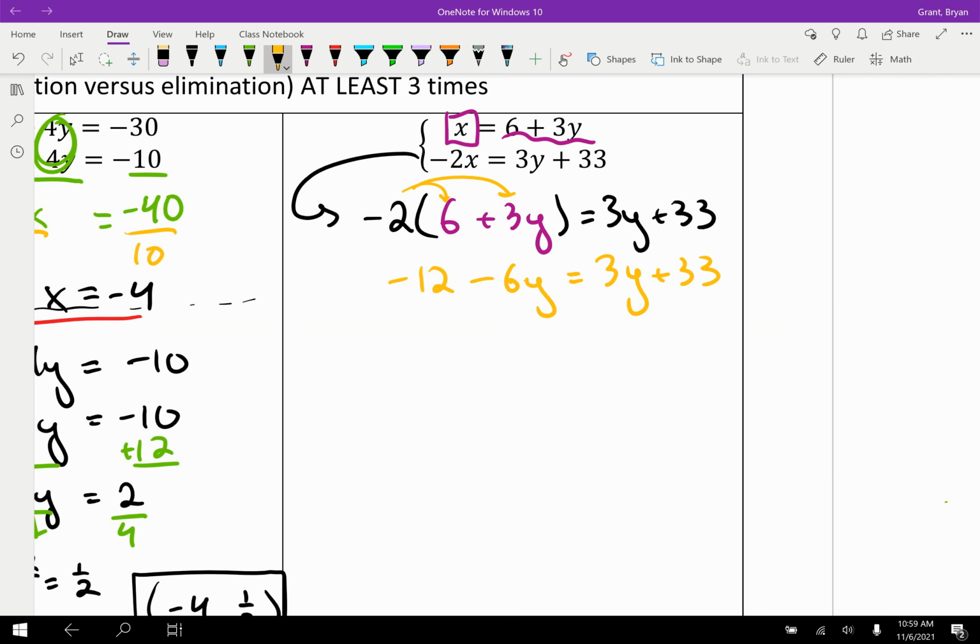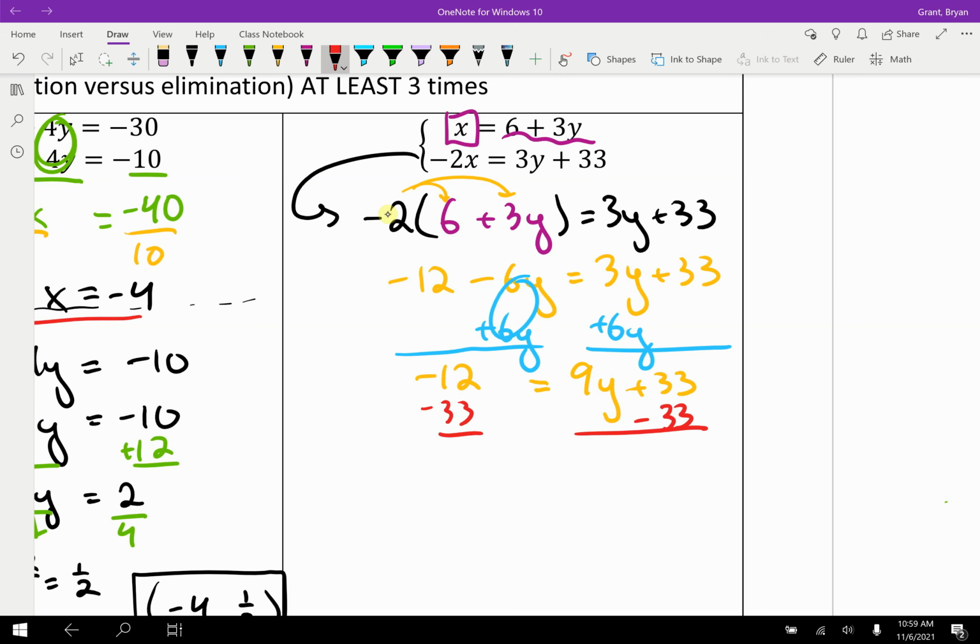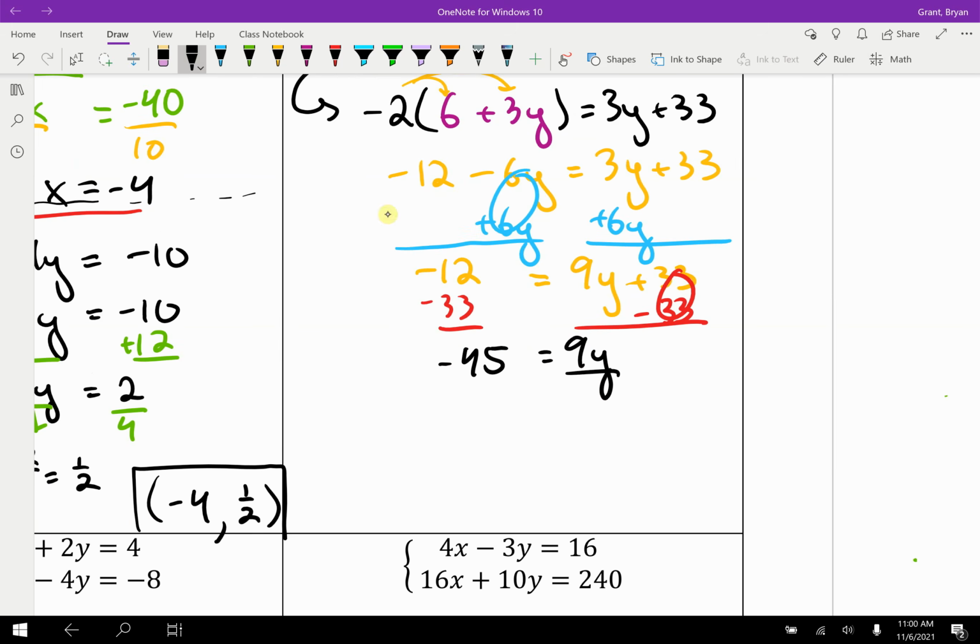From here, I would want to move all my y's to one side. I think to make them positive, I'll add 6y to each side. You could have also subtracted 3y. There's nothing wrong with that. Gives me negative 12 equals 9y plus 33. And then we go through and finish isolating y. Subtract that 33. This gives us negative 45 equals 9y. And to solve, we divide both sides by 9, which gives us y equals negative 5.